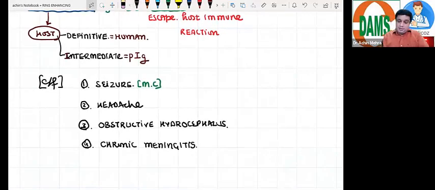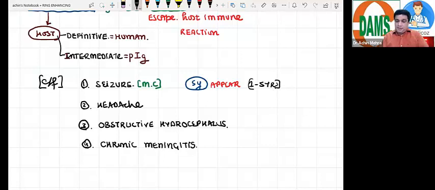Now, remember this: symptoms can appear even 1 to 5 years after the infection. So when the infection has happened in our patient, 1 to 5 years after the infection we can find the symptoms in the patient, and they can come even several years later on, right?